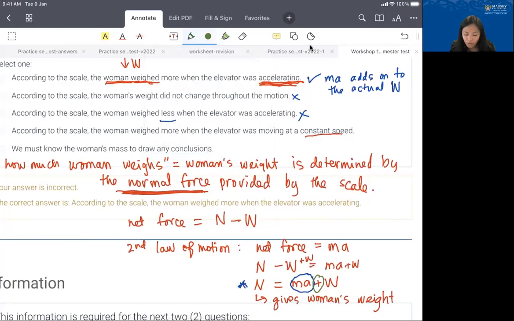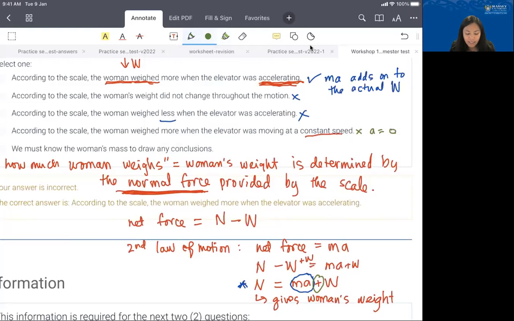Okay. And then the last one, according to the scale, the woman weighed more when the elevator was moving at a constant speed. So constant speed, acceleration is equal to 0. Okay, so when acceleration is equal to 0, then the normal force, that is the weight that's given by the scale, should be equal to the actual weight of the woman. Okay, and that's why this statement is wrong.